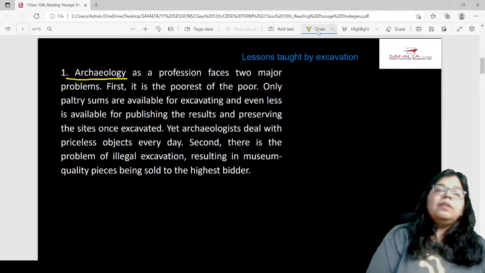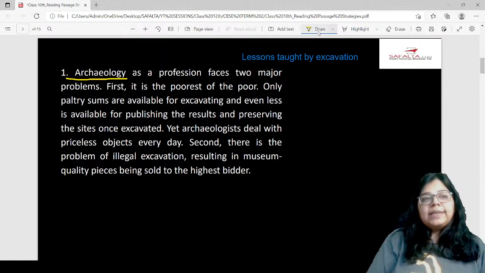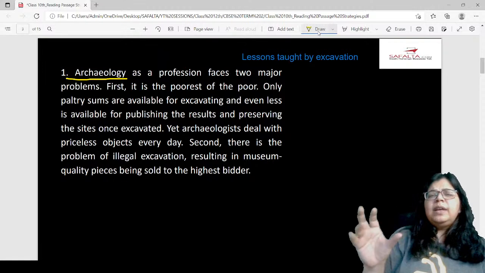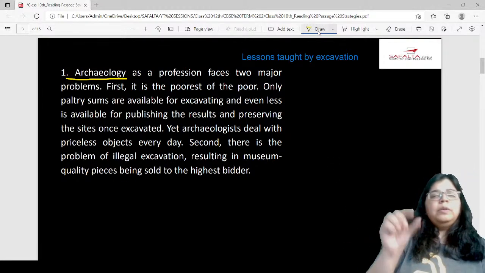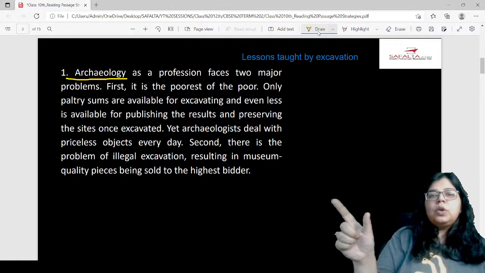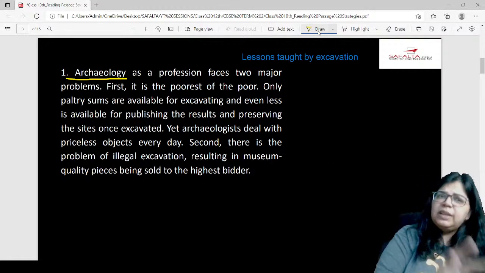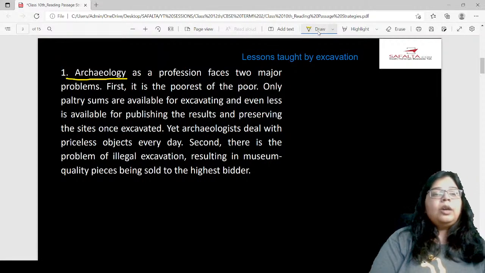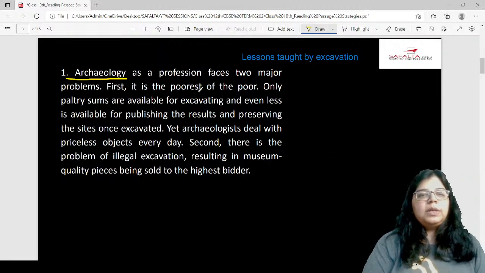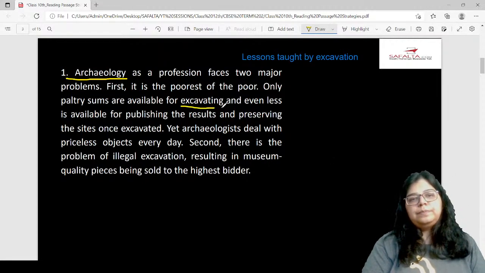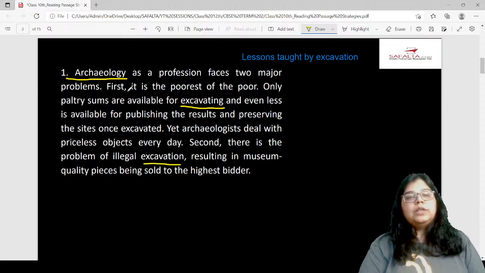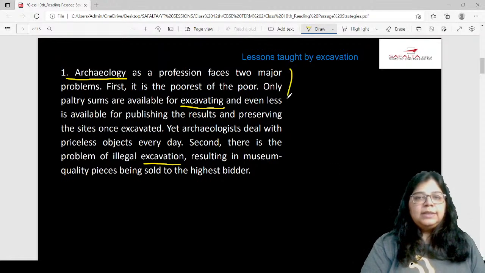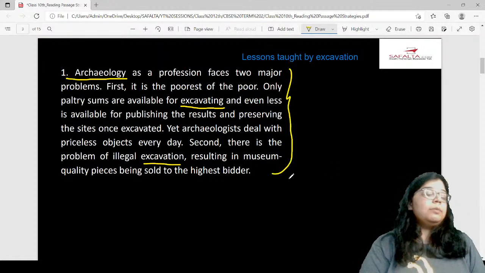Now, if the paragraph says, lessons taught by excavation, then somewhere this word excavation must be there in my paragraph. Yes? If the question says lesson taught by excavation, then somewhere this word should be there, right? Now you see, a lot of times this word is mentioned in this paragraph. Yes? Then here it is also mentioned.